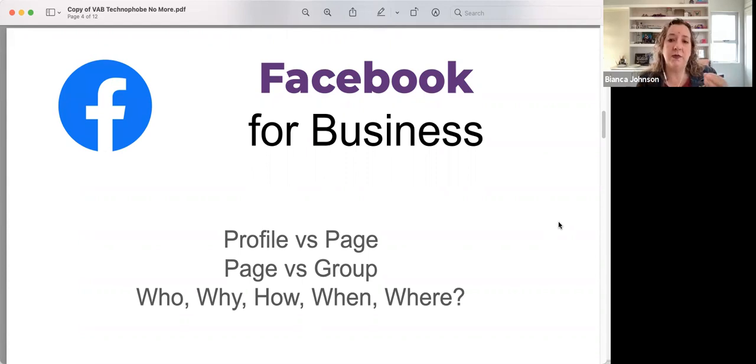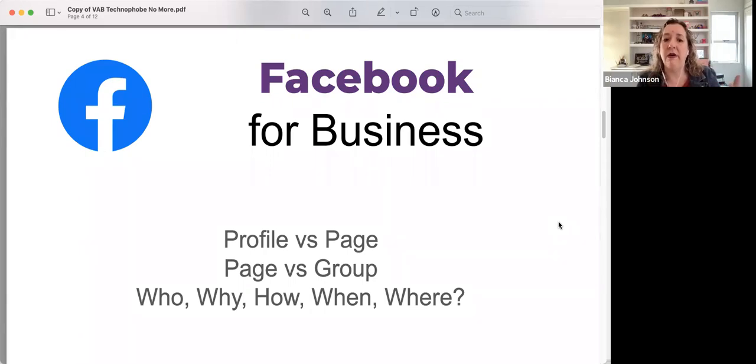So then when it comes to Facebook for Business, as far as the who, why, how, when, where, the most important thing to remember is that Facebook is probably one of the most widely used social media platforms in the world. So you have just about everyone on there, and every kind of person is on there. So you also need to remember the why of people using Facebook. So the majority of people are using Facebook to connect with their friends and family, people from school, people from work, those sorts of things.